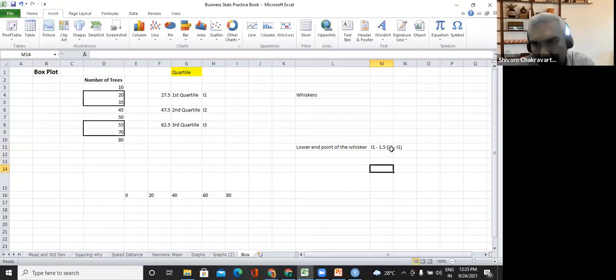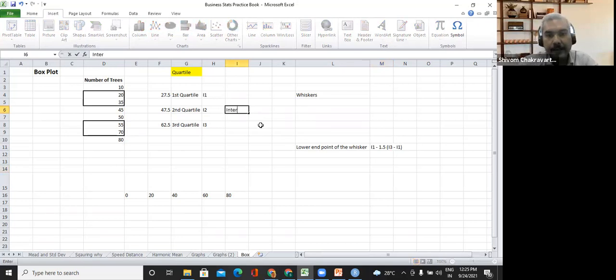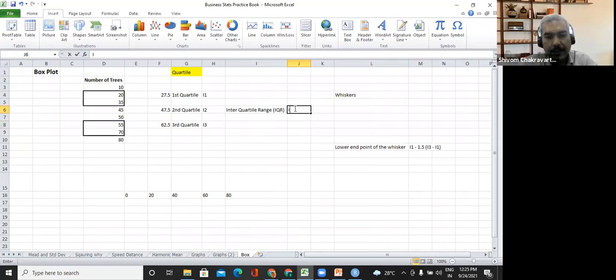Actually, this I3 minus I1 has a special name, called the interquartile range, or IQR. IQR is I3 minus I1. Interquartile range. Yeah, you will remember.